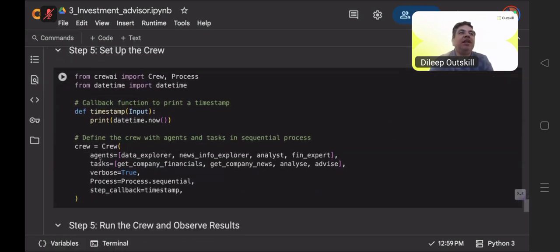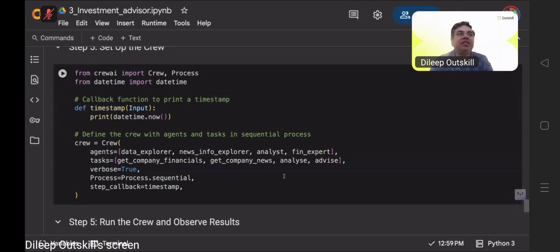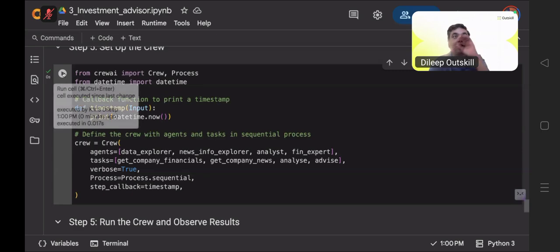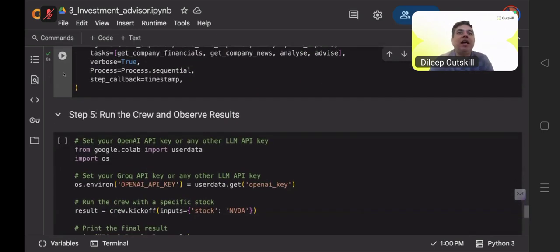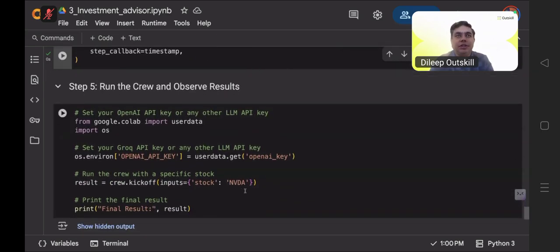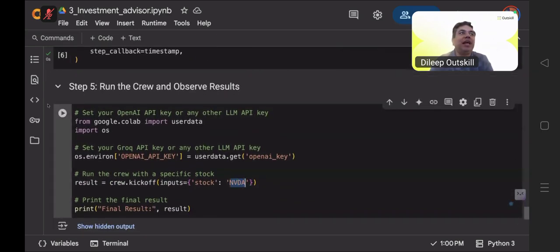Then I am setting up my crew. I have these 4 agents, 4 tasks, verbose equal to true. So this is a very, very complicated agent. Now I am going to use the stock of NVIDIA and do the analysis.